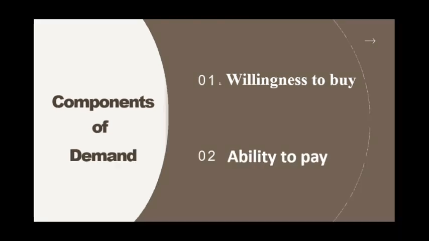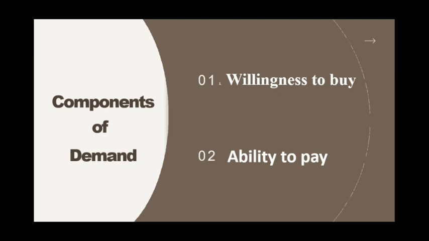Let us have a closer look at demand, and let's say the demand for cars. Now, you are willing to buy a car, for example. Sadly, you don't have the ability to pay for it. Are you included in the demand for cars? Let's try to check the components of demand. First component is willingness to buy. Yes. Second, ability to pay. No. Demand? No. So, you are not included in the demand for cars.